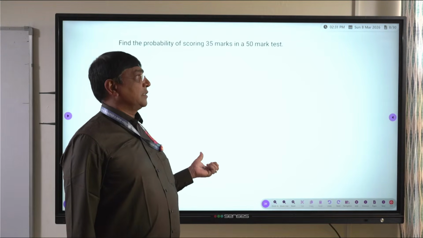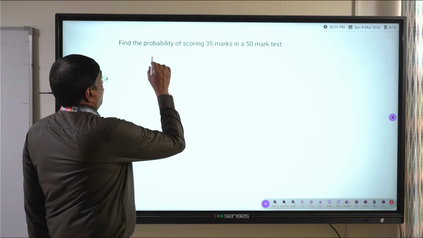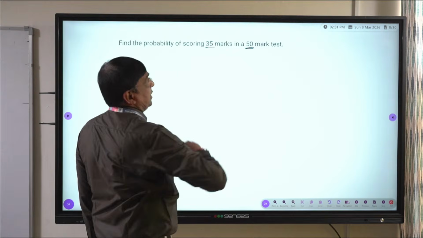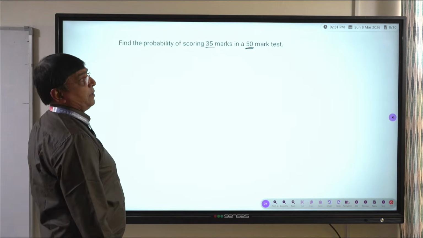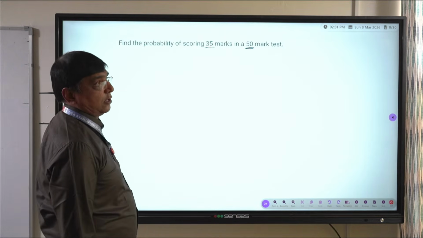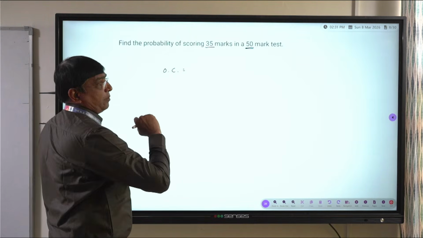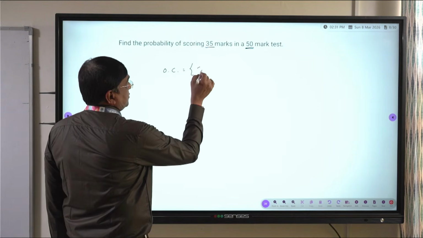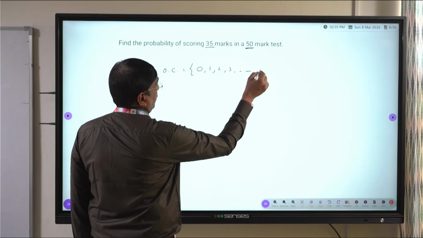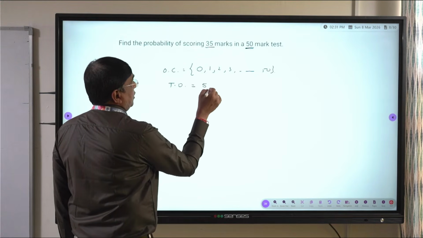इन क्वेश्चन भी आ सकता है, ब्लैंक्स में आ सकता है, एमसीक्यू में भी आ सकता है. What is the probability of scoring 35 marks out of 50 marks? 50 marks की एग्जाम है, 35 मार्क्स आने की प्रोबेबिलिटी क्या है? तो फर्स्ट ऑफ ऑल आउटकम्स. व्हाट आर द आउटकम्स ऑफ 50 मार्क्स एग्जाम? इट स्टार्ट्स विद 0, देन 1 मार्क आ सकता है, 2 3 अप टू 50. सो टोटल आउटकम्स आर 51 नॉट 50.